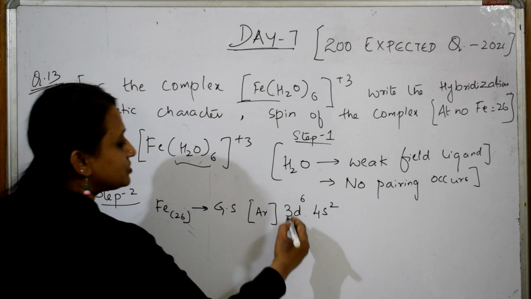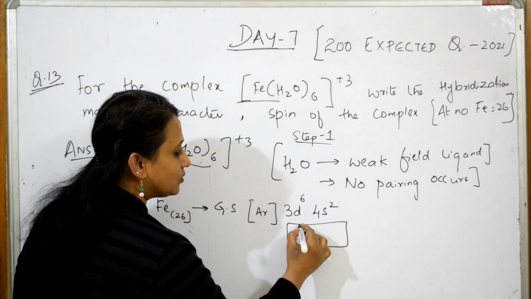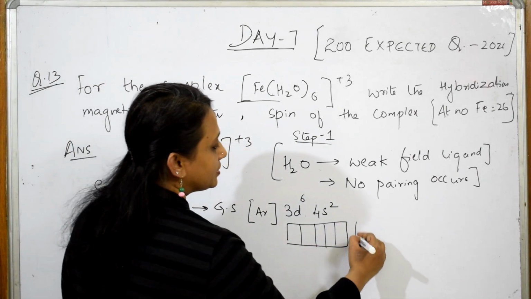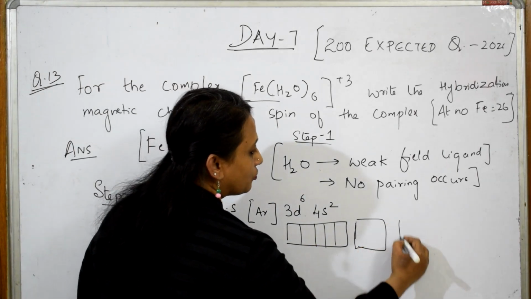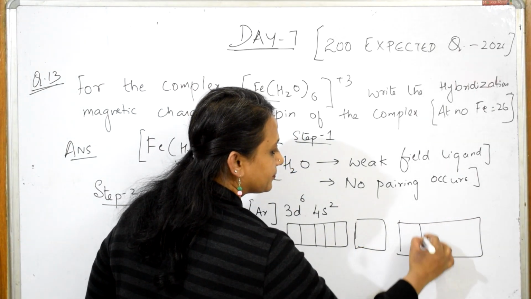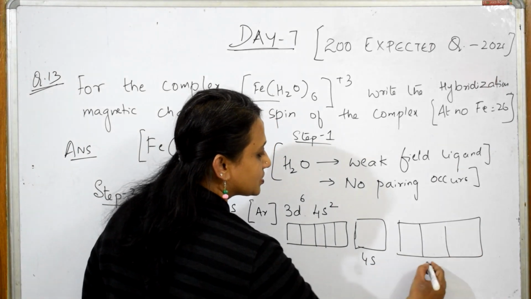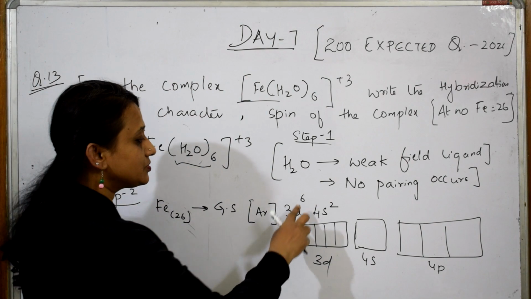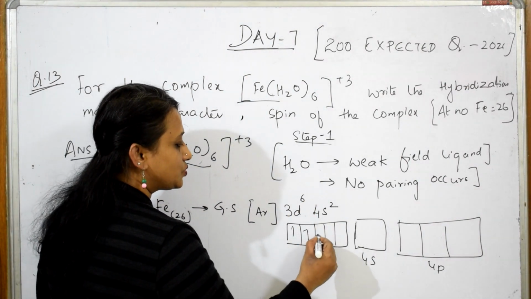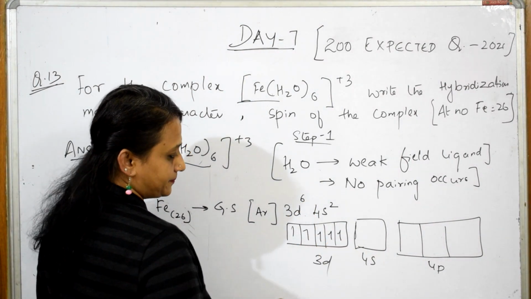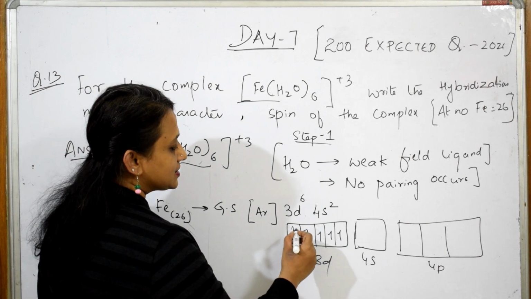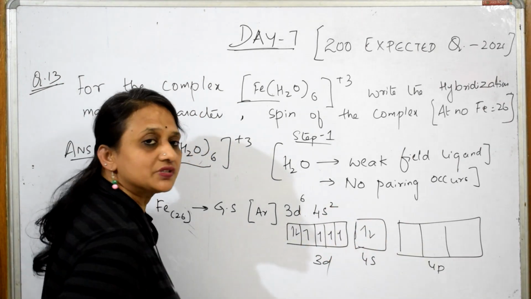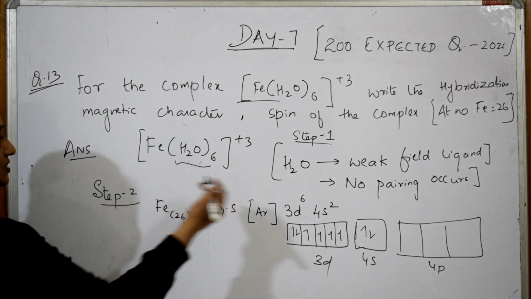Now in this ground state, how many electrons are there? 3d, 4s, 4p. How many electrons are there in 3d, students? 6: 1 2 3 4 5, and 6th 1 electron. In 4s, 2 electrons are there. So this is my step 2.